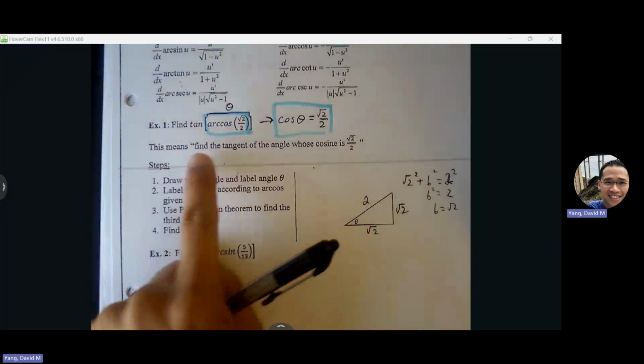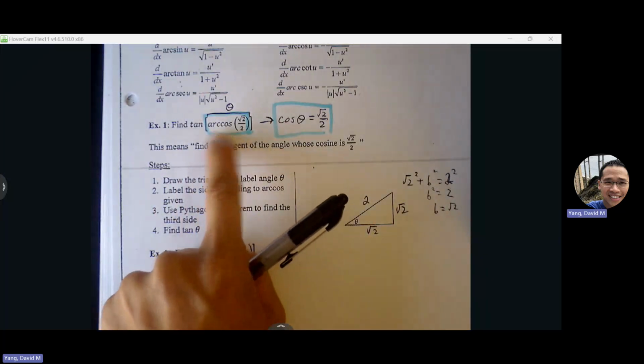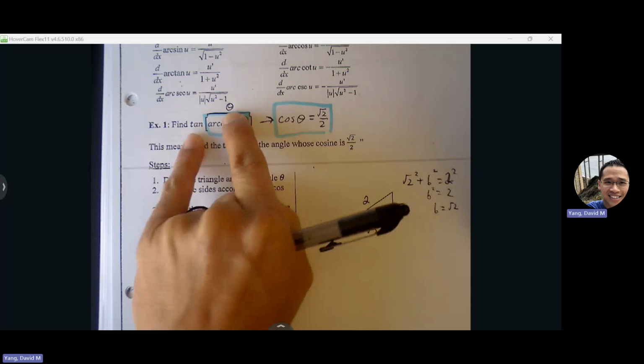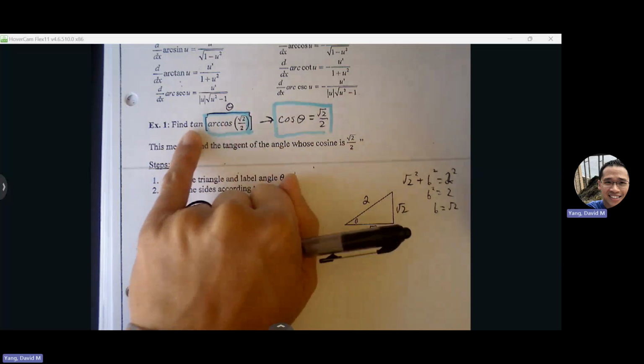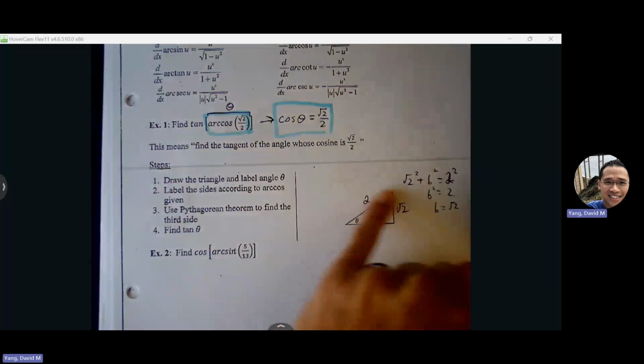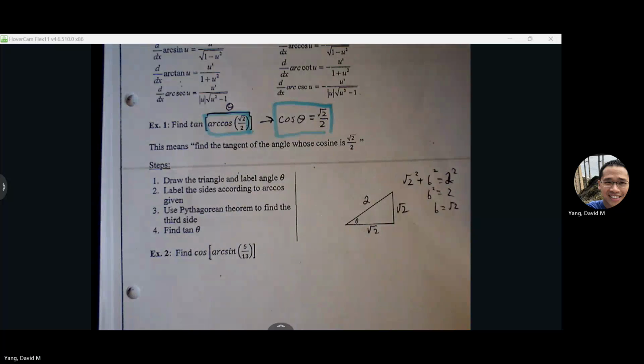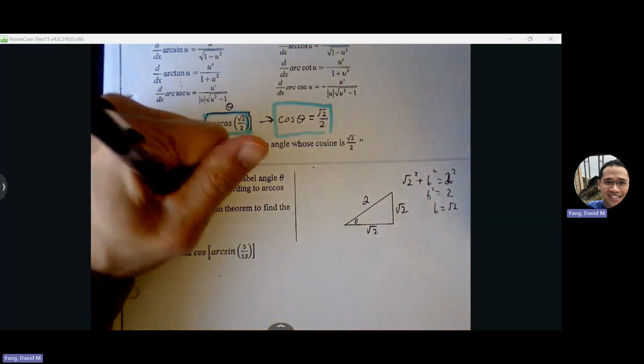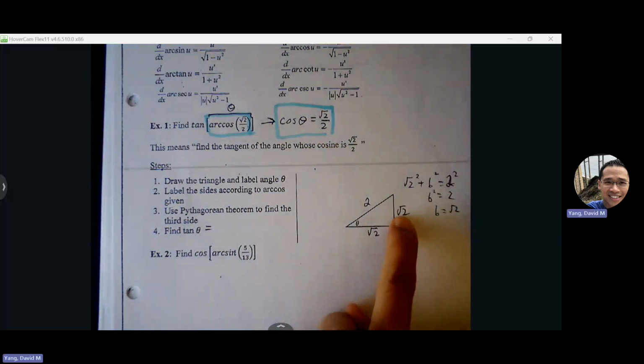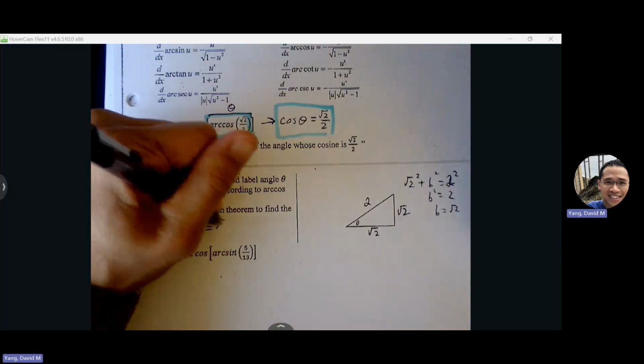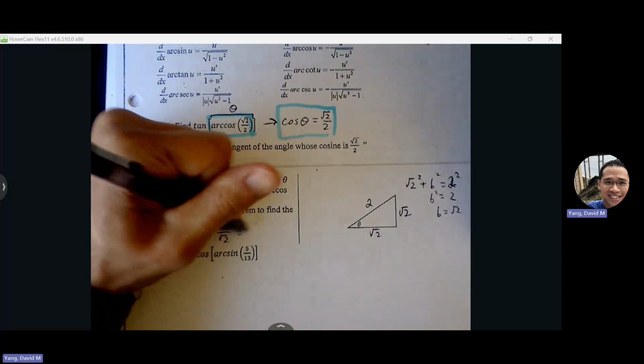side figured out, we have a triangle that we can finally go back and say, okay, now that we have the triangle filled out, we're now going to ask, what is the tangent of theta for this scenario? So therefore, tangent of theta will just be opposite over adjacent. So root 2 over root 2, therefore equal to 1.